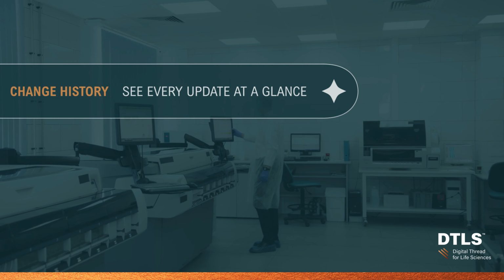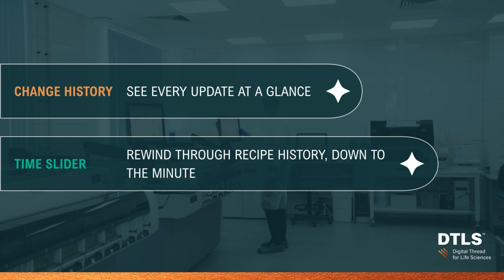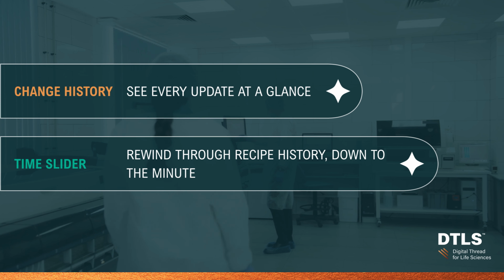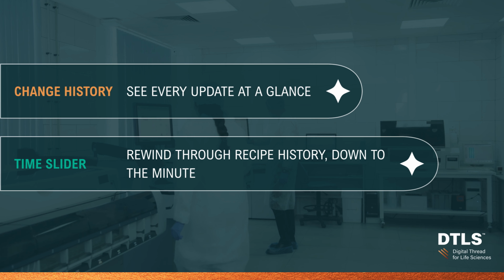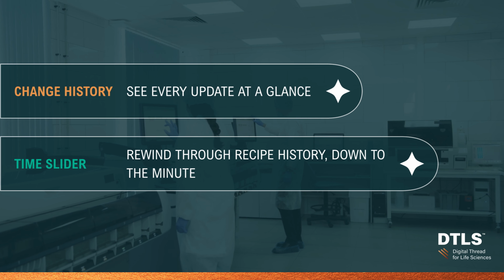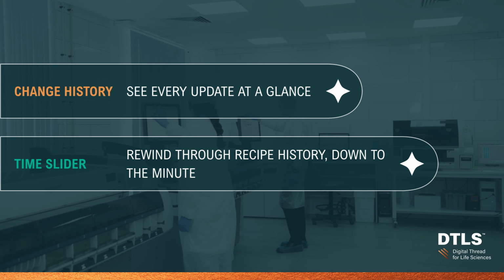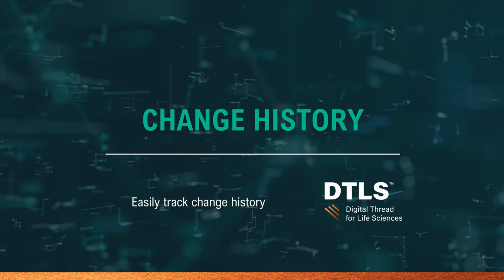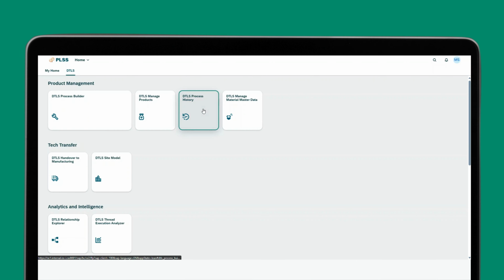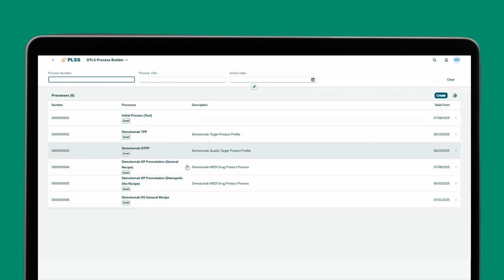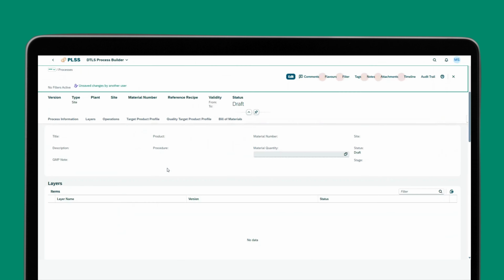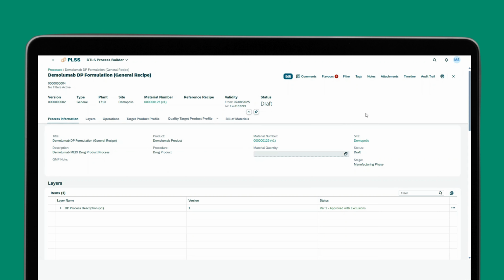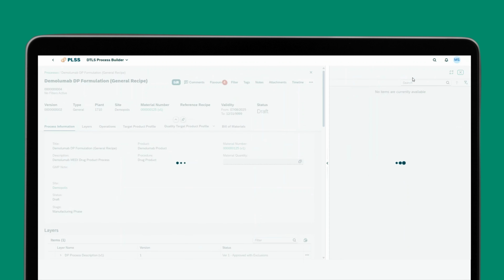Traceability shouldn't slow you down, but when recipes change over time, it can be hard to see what changed and when. We've reimagined how teams view process history, giving you instant visibility into the evolution of your recipes, right down to the minute. Change history captures every update made by every user, providing a clear, time-stamped view of who did what and when. It offers full visibility across the system without the complexity of a formal audit log.